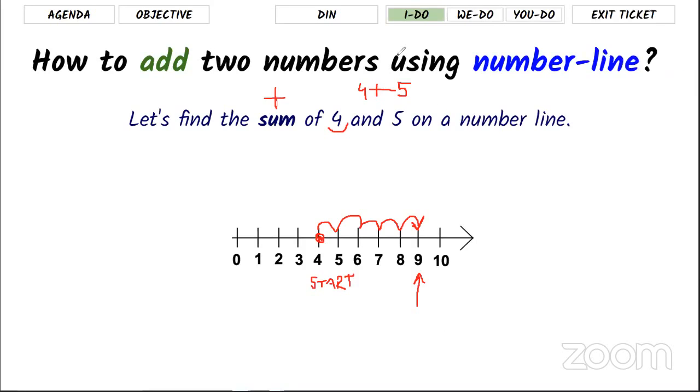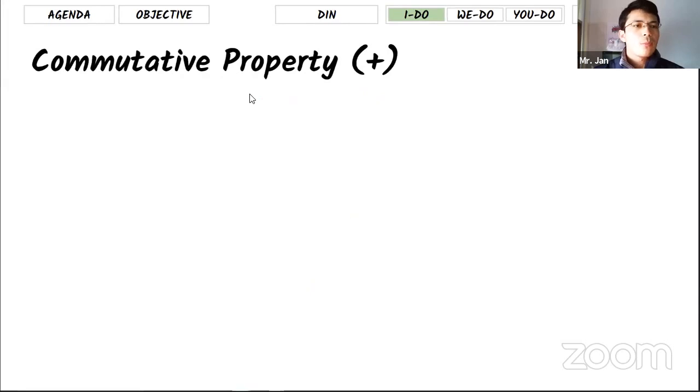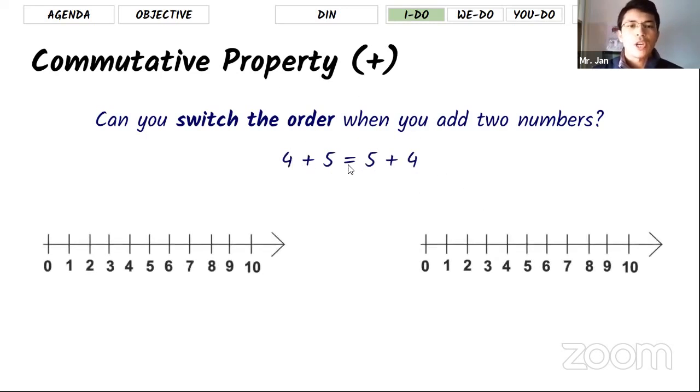So this is about adding two numbers using a number line. The next question is the commutative property. Have you ever heard this word? The commutative property is when you add two numbers, it says switching the order. Does switching the order change the result? Not really. Yes, thank you. It's not changing the result for addition, so we call this the commutative property. It's okay if you change the order.